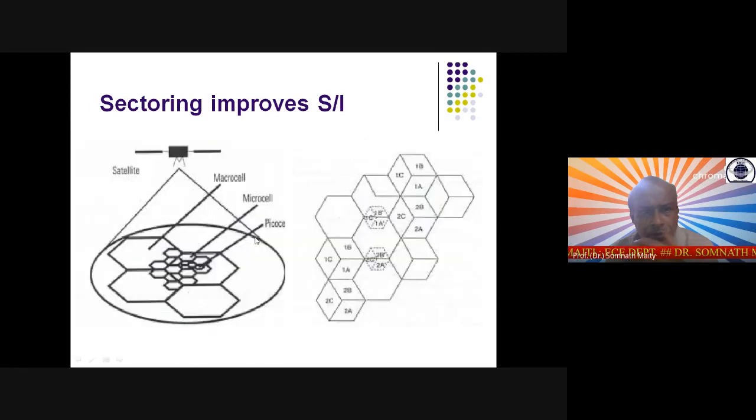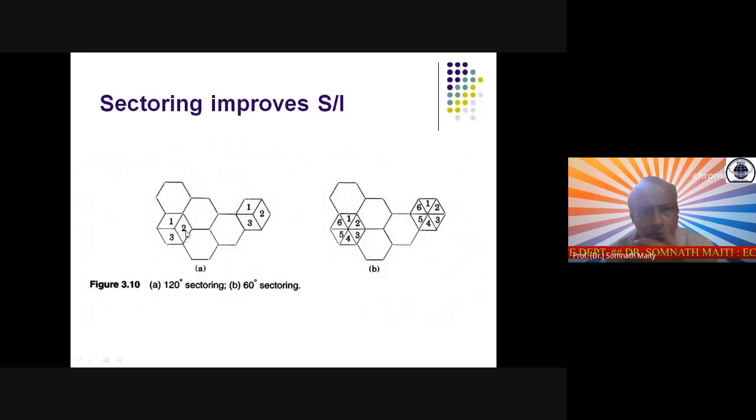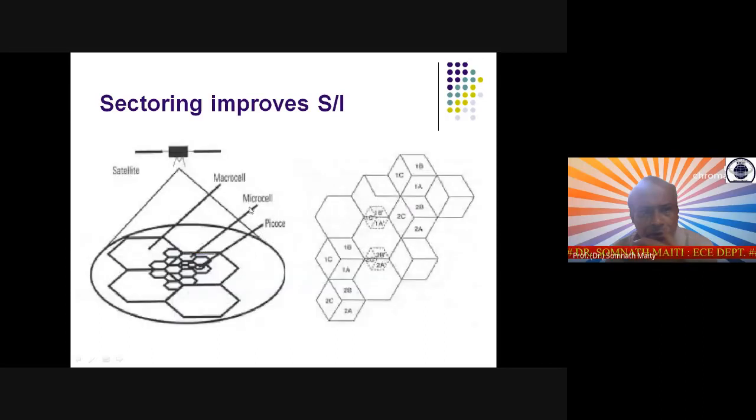So each cell can be divided into pico cells, that is this one. This can be further divided into pico cells. These are macrocells, microcells and pico cells. This is the hierarchy. So pico, micro, macro, and all these are under satellite. This is the structure. So if you divide into sectors, these are known as 1A, 1B, 1C. Similarly, 2A, 2B, 2C. This is how it is divided.